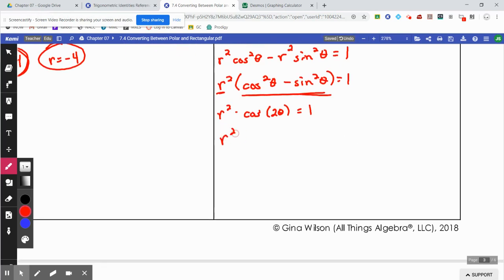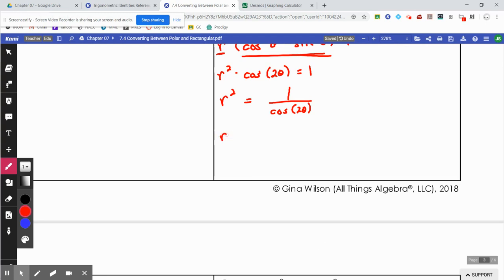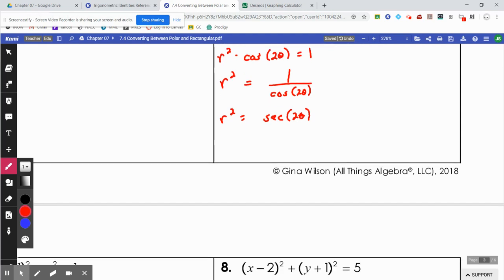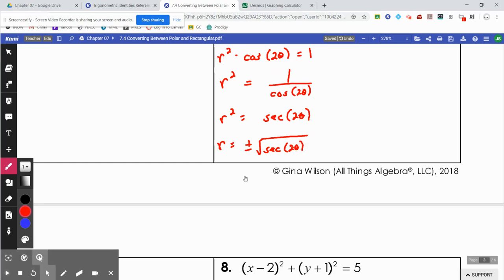To get r by itself, let's divide by that cosine of 2 theta. So r squared would be 1 over the cosine 2 theta. Now 1 over cosine, that's also another identity. 1 divided by cosine is the secant of that angle, so the same angle, 2 theta. Now to get rid of that squared, we're going to do r is equal to, and you can do plus or minus, it should give you the exact same thing, the square root of the secant of 2 theta.